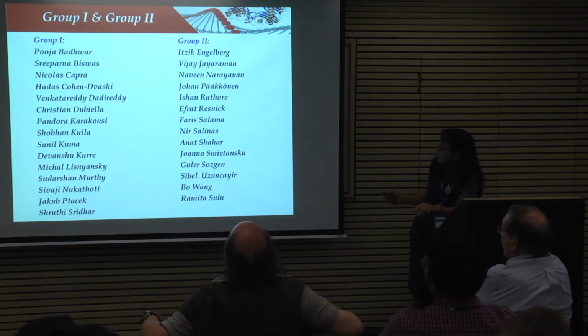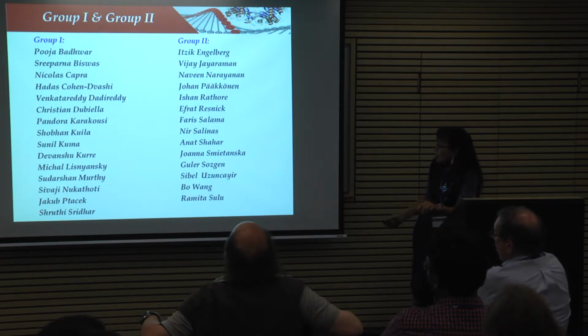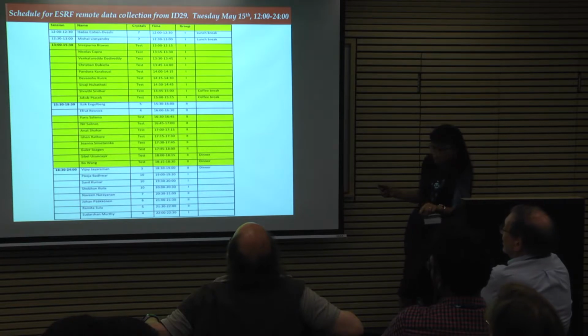This is the way the groups are in your handout. There was a mistake: these two people, Sharuti and Ramita, are switched. So this is group 1 and this is group 2. The way we're going to work is as follows.